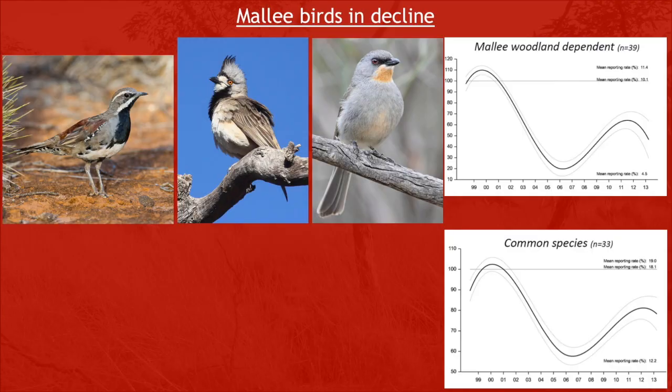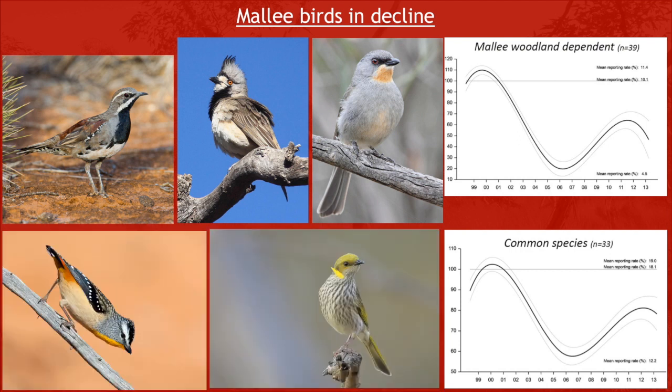However, it's also true, the same pattern for common species. As you can see, there's the baseline peak, and then there's a big decline through the drought and only partial recovery. So these species, like the yellow-plumed honeyeater or spotted pardalote, and I could even have put up the welcome swallow or the magpie lark here. So very common species that we're not expecting to decline are declining.